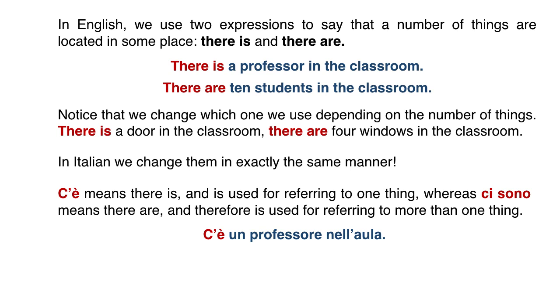Let's look at another example. Ci sono quattro finestre nell'aula. Remember that finestra means window, right? And quattro means four. So four windows in the classroom. It's no longer one thing, right? It's more than one thing. It's four windows. So we say ci sono quattro finestre nell'aula.